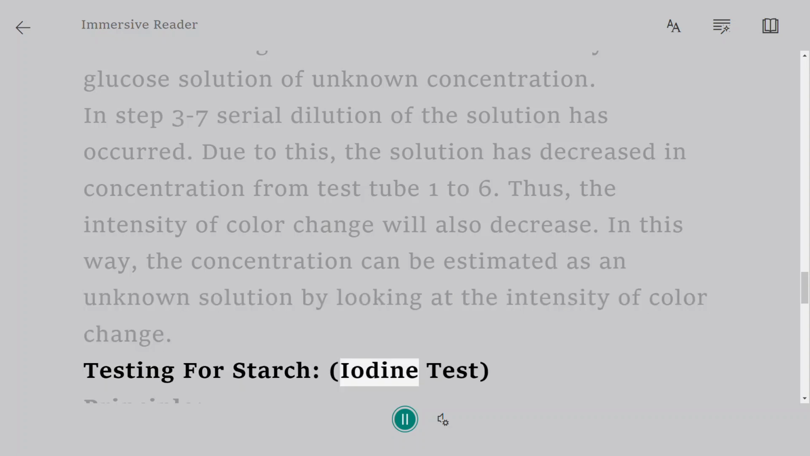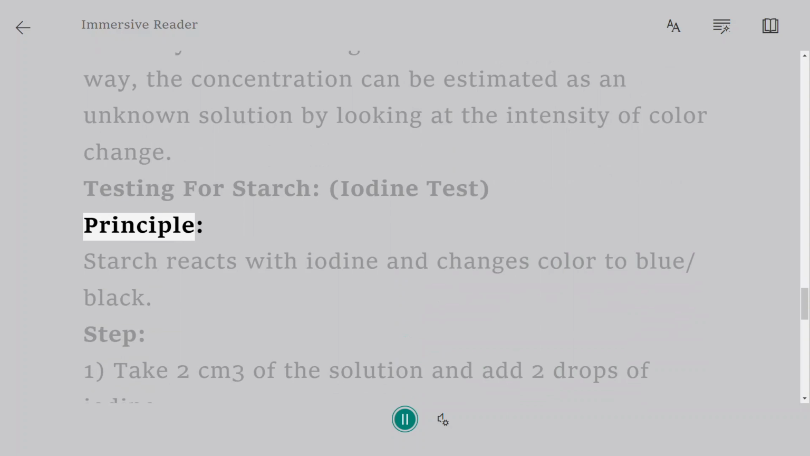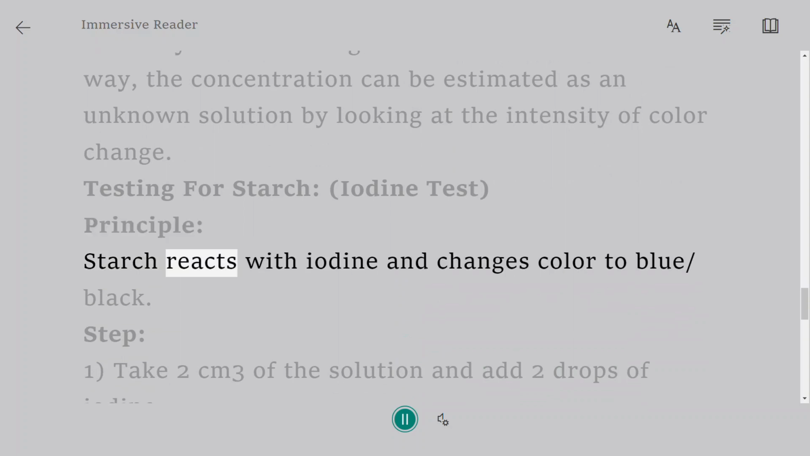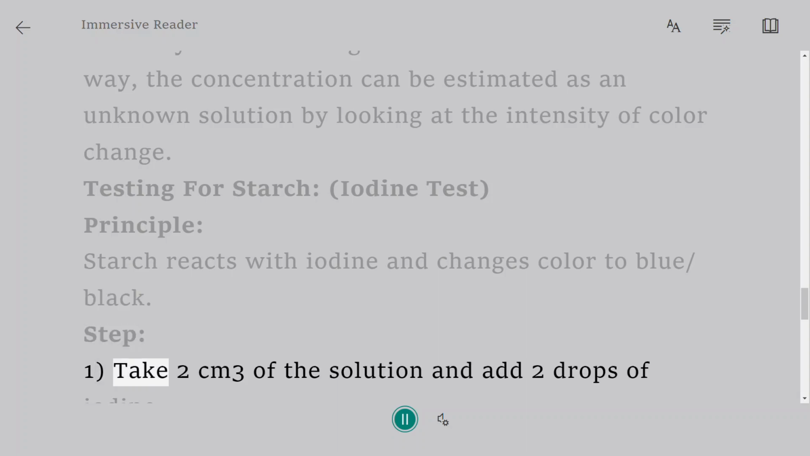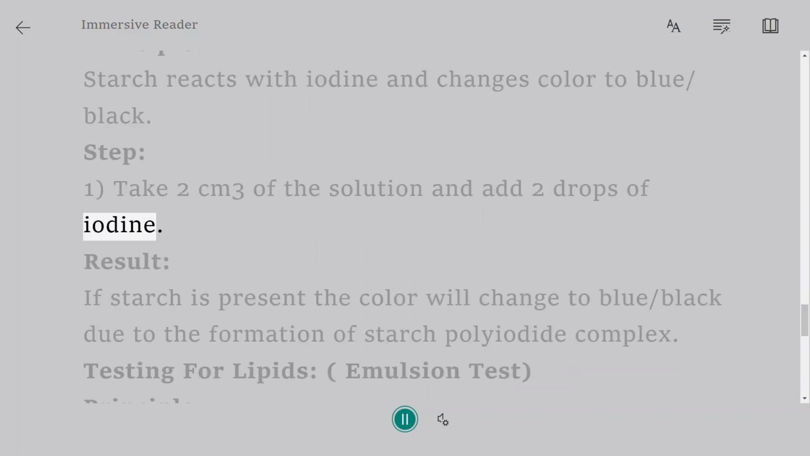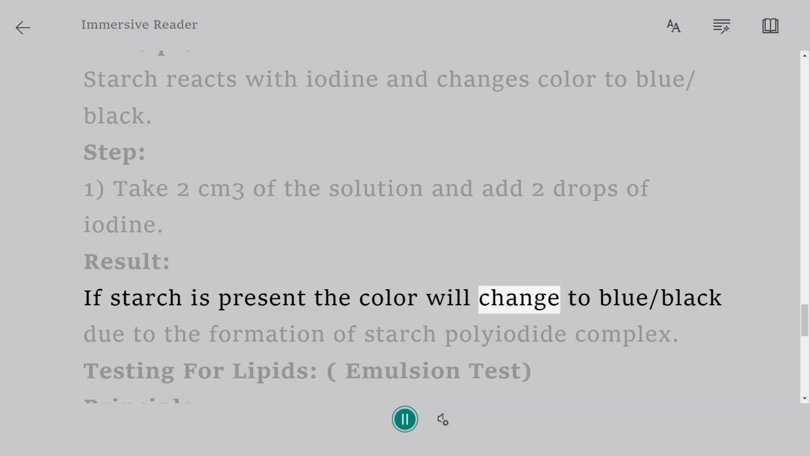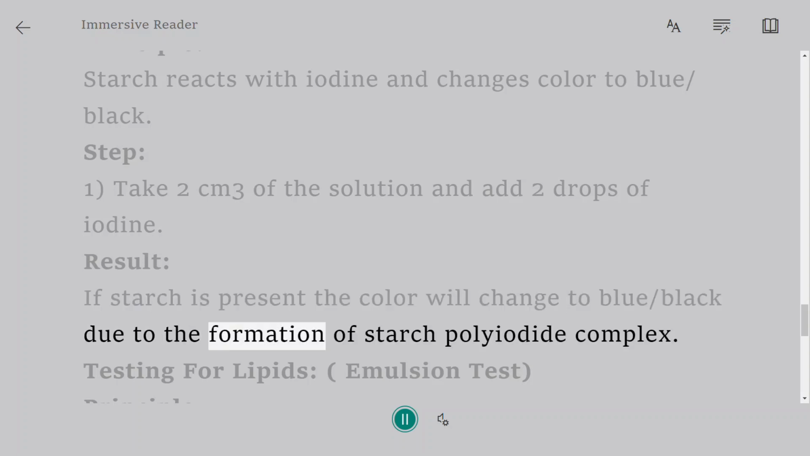Testing for starch, iodine test. Principle: starch reacts with iodine and changes color to blue/black. Step 1: take 2 cubic centimeters of the solution and add 2 drops of iodine. Result: if starch is present, the color will change to blue/black due to the formation of starch polyiodide complex.